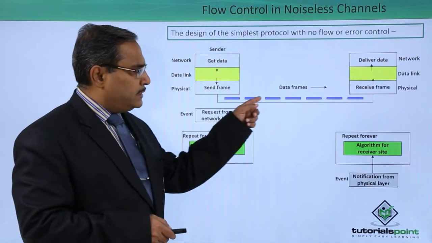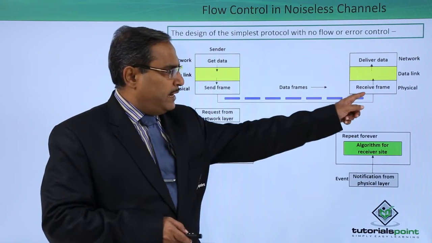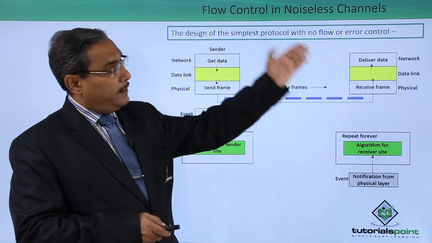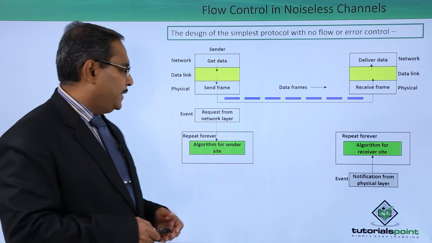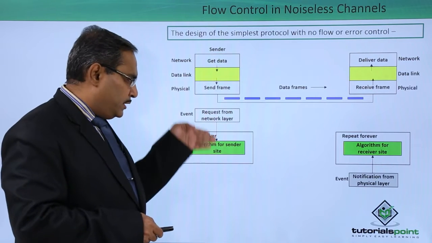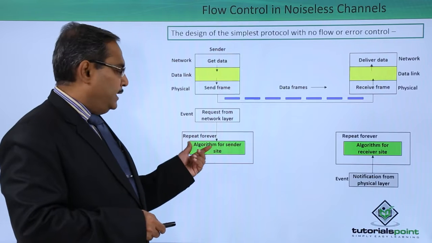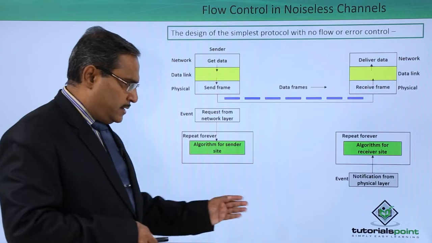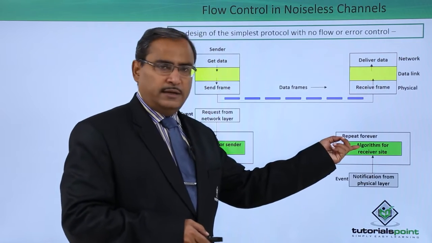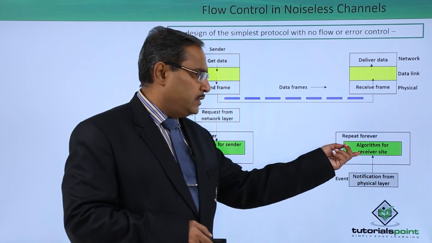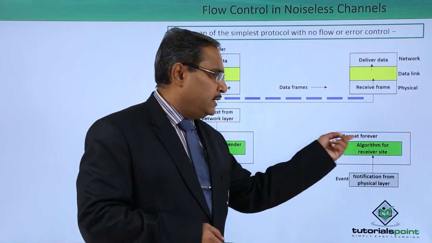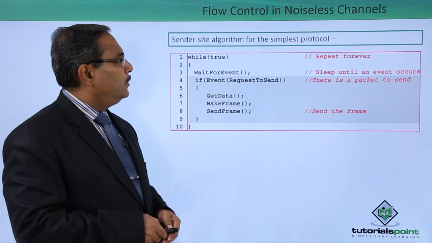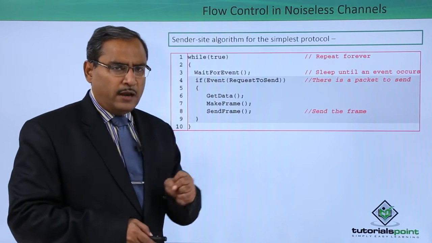Now the frames are moving, and at the receiving end we have the physical layer, data link layer, and then the network layer and higher layers will be getting the respective frame. So the request from the network layer will come here, an event will occur, and then the data link layer repeats forever. Here is the algorithm for the sender side, and the physical layer will give the respective event notification. Then the algorithm for the receiver side repeats forever, and then it will move to the upper layers. So here we are considering the respective algorithm.